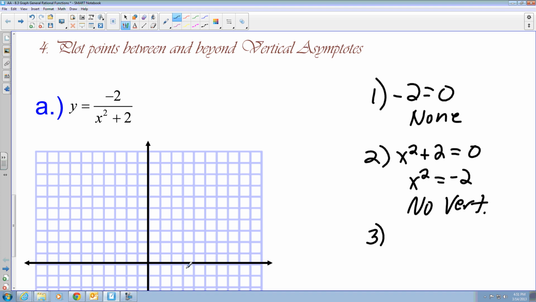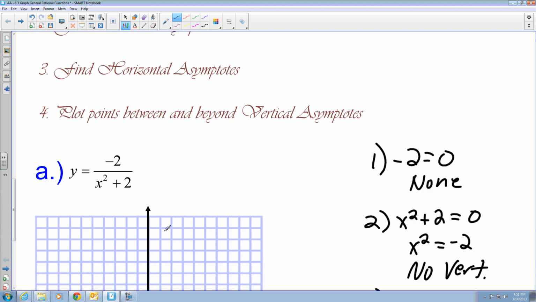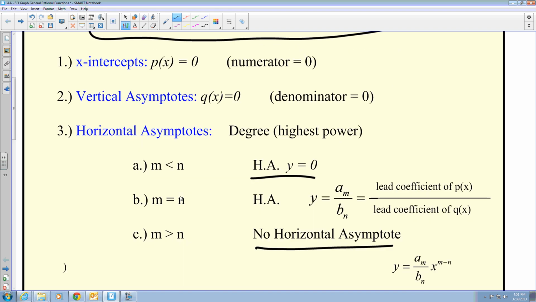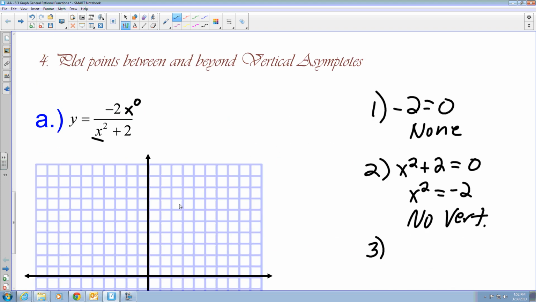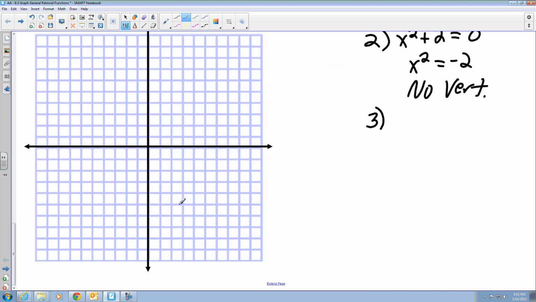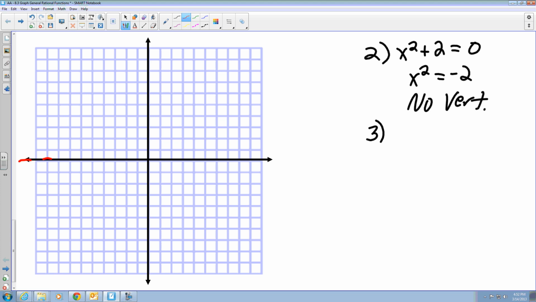For step 3, we have to talk about the horizontal asymptotes. The numerator is like saying x to the 0 power, and the highest degree in the denominator is x squared. So in essence, my m is less than my n, and that means my y is going to equal 0. I'm going to at least draw that. So my horizontal asymptote is y equals 0.